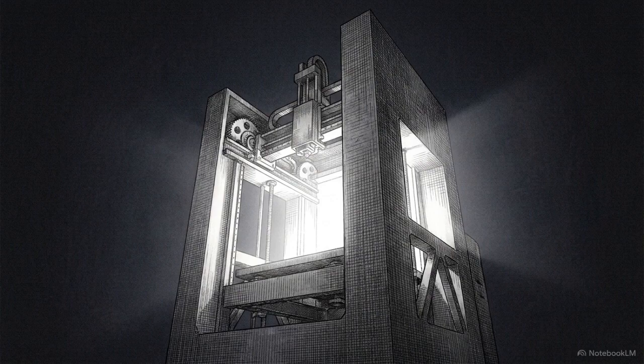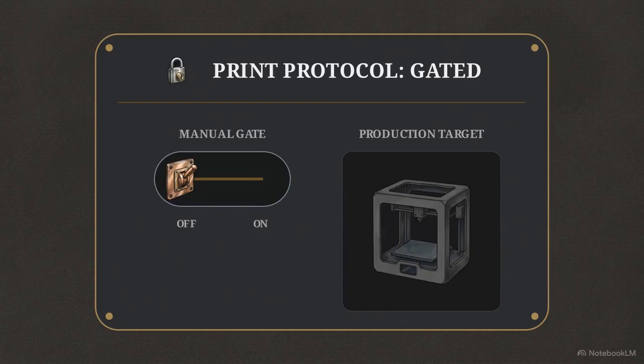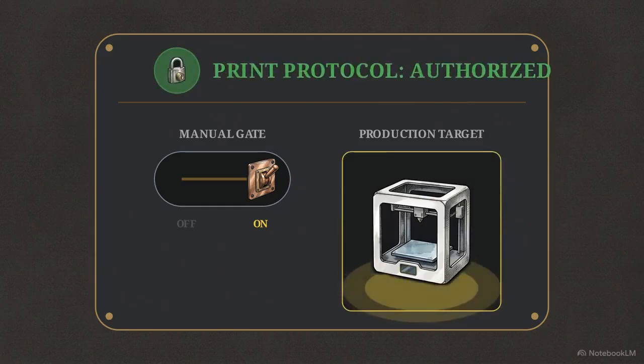unattended. This interface illustrates the human gate concept. The system pauses at this print protocol screen, requiring a manual toggle switch. It's the exact same logic as gating a software deploy. The machine proves the code is sound, but a human owns the decision.